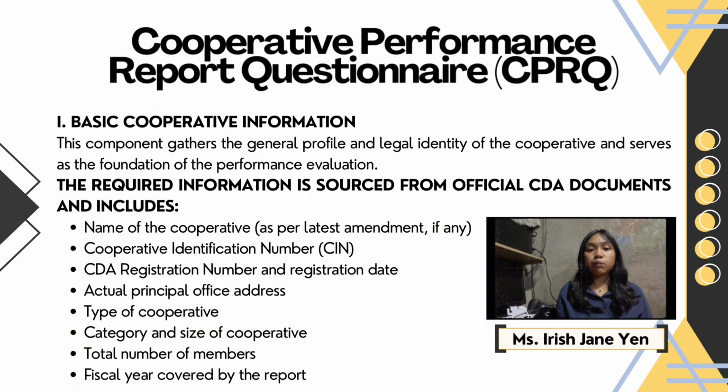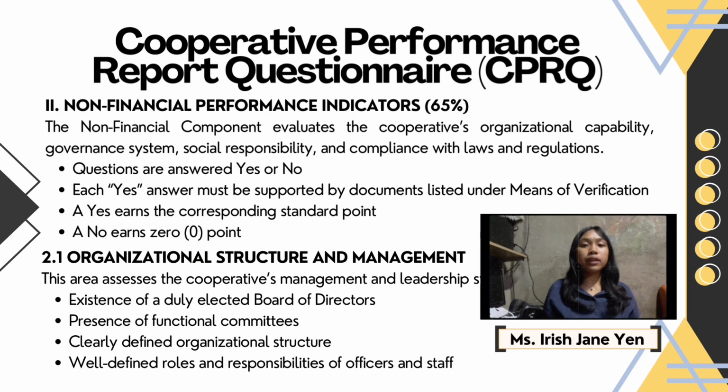It is important to note that all details must match the certificate of registration, articles of cooperation, and other official documents. Once the cooperative identity is clearly established, we now proceed to the non-financial performance indicators, which carry the highest weight in the CPRQ. The non-financial performance indicators account for 65% of the total CPRQ score. These components evaluate the cooperative's organizational capability, governance system, social responsibility, and compliance with laws and regulations.